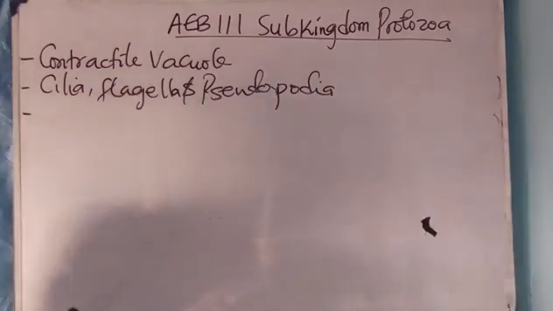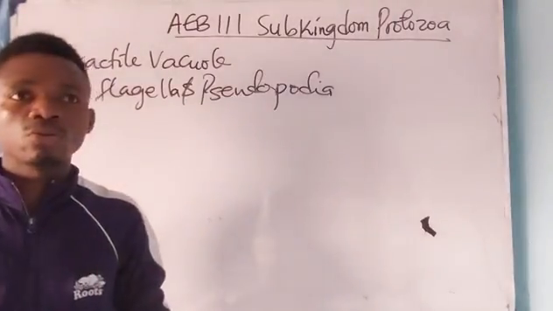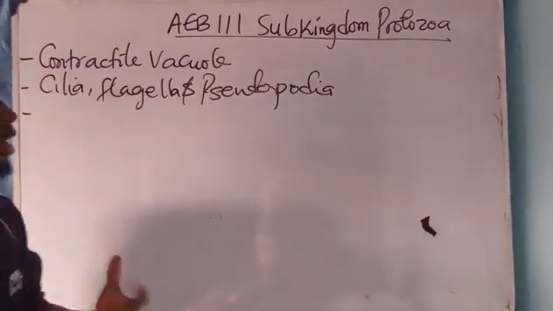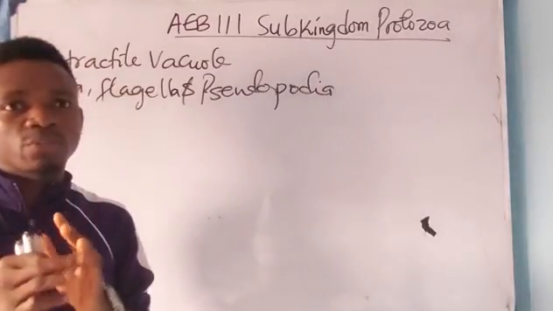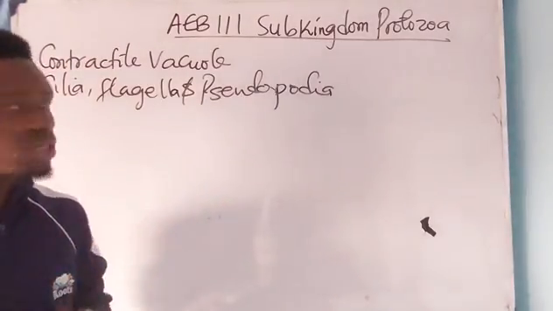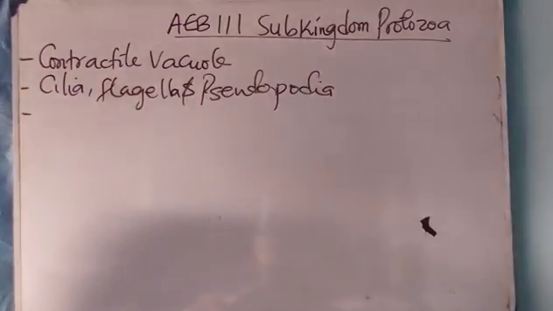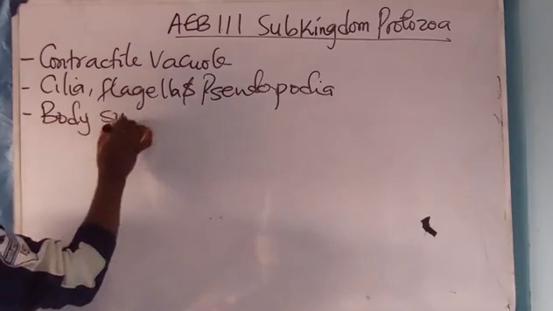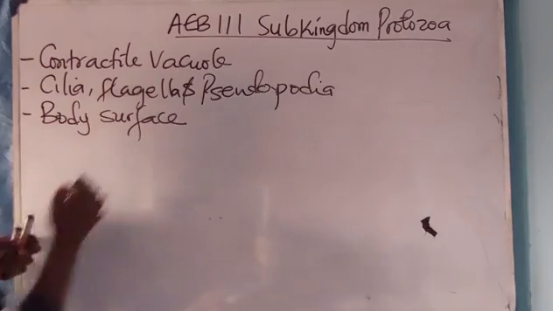Now, respiration occurs through their body surface. All protozoans don't have a particular respiratory organ. They don't have a respiratory organ. Respiration occurs through their body surface.